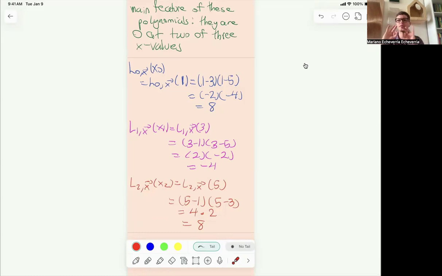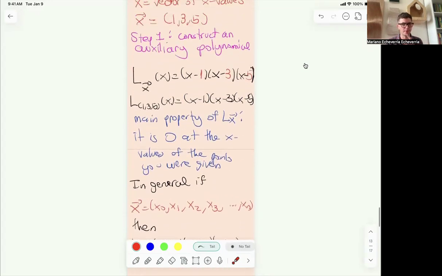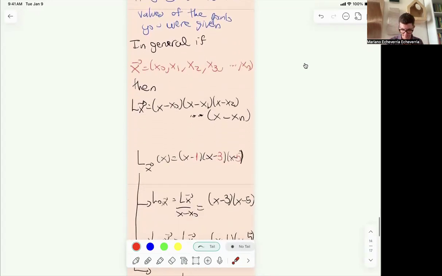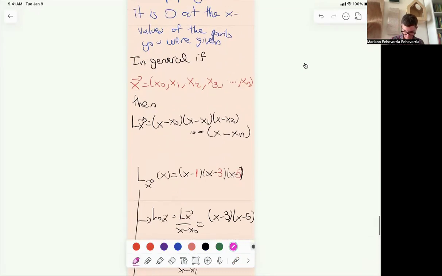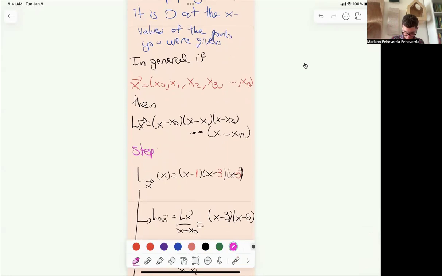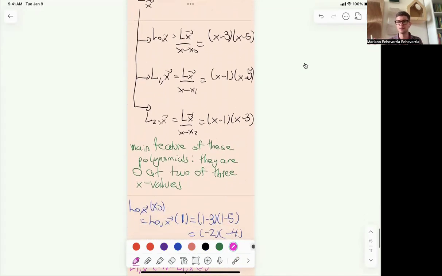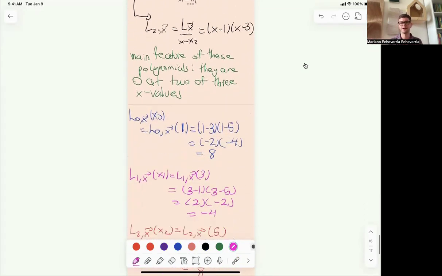Okay, and now there's just two more steps. I should have called this step two, by the way. Sorry about that, because I'm giving these steps, right? And then step three is to rescale the polynomials by these values that you just found.